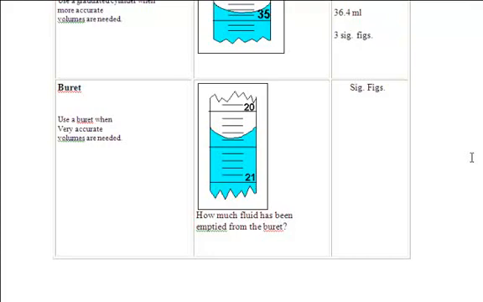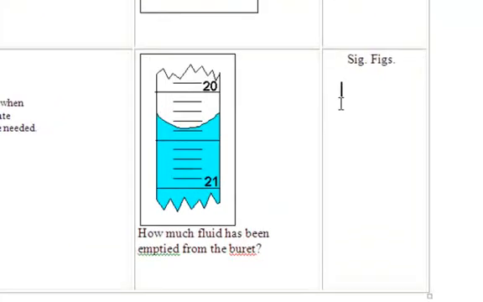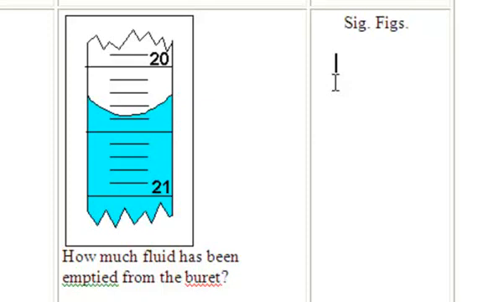Now, a burette. A burette is the most accurate way, or one of the most accurate ways, of measuring fluids in the chemistry laboratory. How much blue fluid is in this burette? Actually, this is a little tricky because we don't really want to know how much is in the burette. We want to know how much has left the burette. If you read here, how much fluid has been emptied from the burette? Assuming it starts at 0 and we're working our way down.